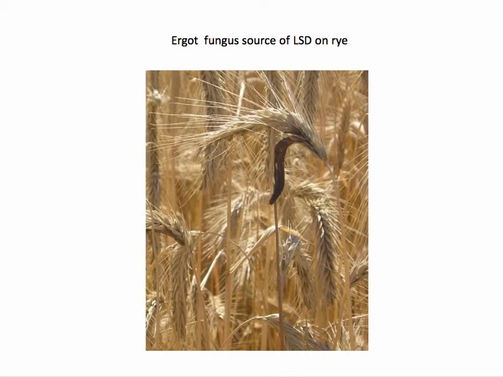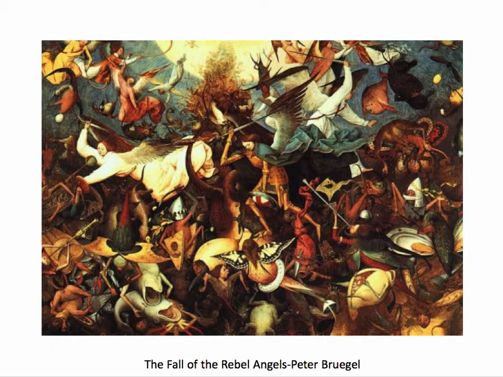Another drug-related issue, there's a fungus called ergot, which is the source of LSD. And during the Middle Ages, there were episodes where this ergot became very common, and people would get sort of hysterical and have hallucinations. And it's thought that that inspired some of the more surrealistic type artists during the Middle Ages, like Peter Bruegel, for example.